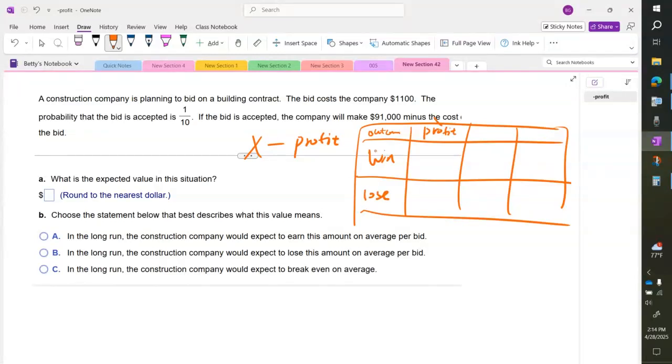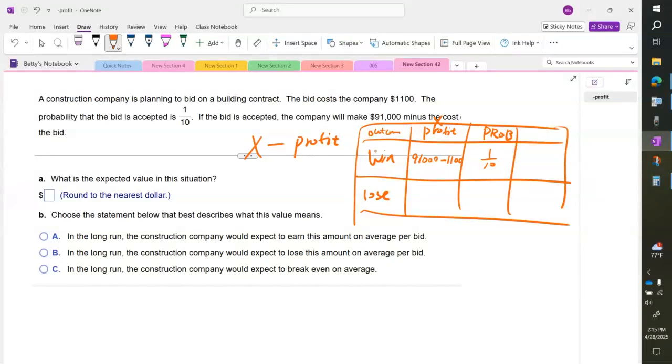And for the profit X, if they win the bid, what's the profit? We'll make 91,000 minus the cost, 1,100. 91,000 minus 1,100. That's the profit, right? And the probability of winning the bid is 1/10. Okay, and that's the first row.